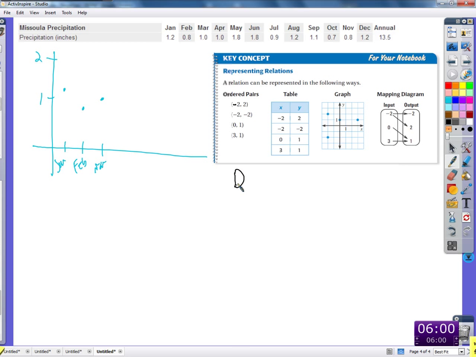So let's talk about this relation. What's the domain of this relation? You can look at any one of these and figure out what the domain is. The domain is all the x's. We just list them out: -2, -2, 0. And you don't even have to write -2 twice, you can just write it once. That's just a list of all the numbers in the domain.